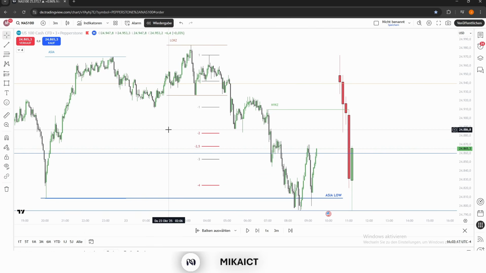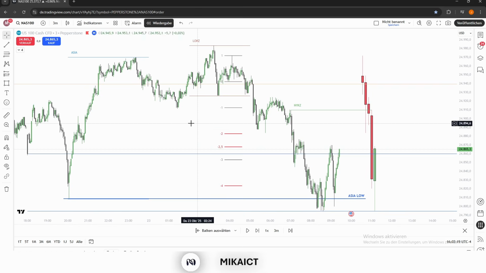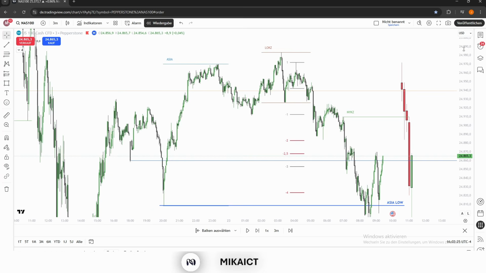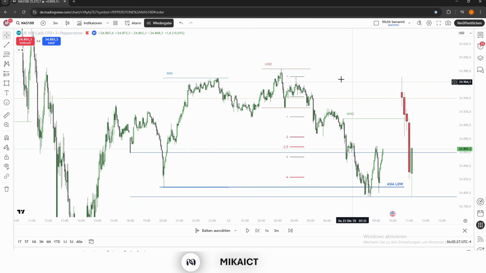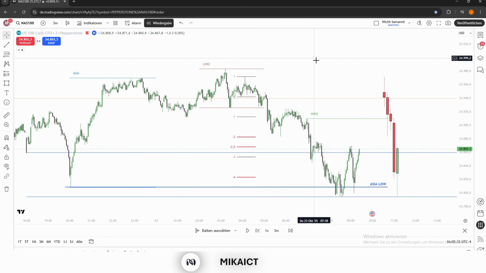Alright guys, so now I'm back here with an example. This is literally, I think, last week or something. Oh no, it's actually 3 days ago. And I think this is a perfect example of how the model works. I think the model appears almost every day, so you have something to trade every day.